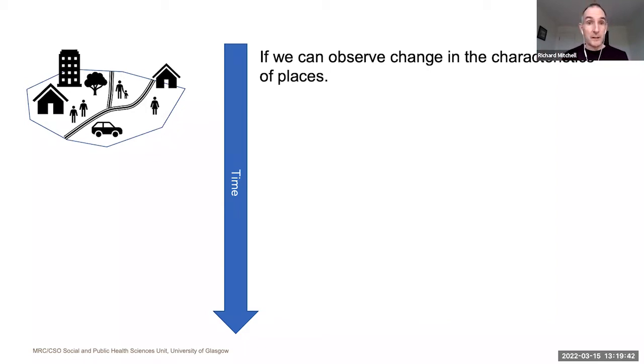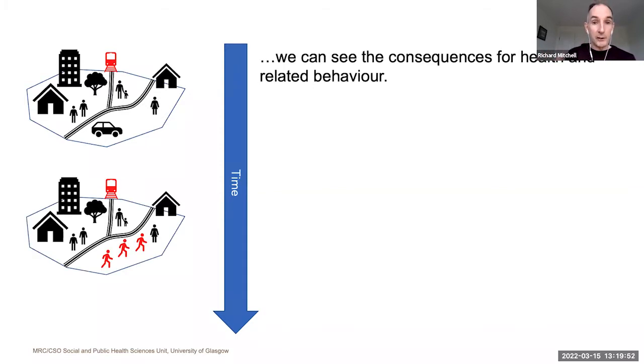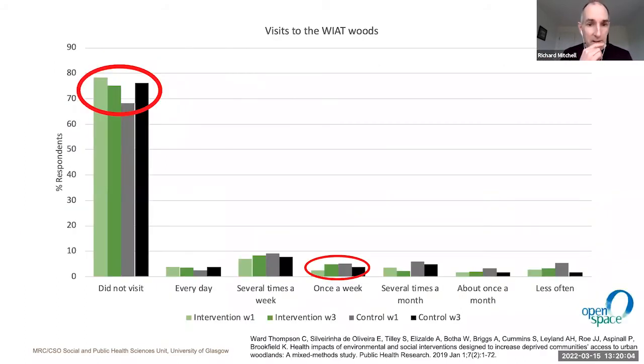And it's just the same for places. So if we can observe change in the characteristics of places, here's a wee neighborhood, maybe we put in some kind of public transport and we follow that place over time, maybe we can see the consequences of that for health and related behavior. Maybe more people start active traveling, for example. Now, over the course of my career, I've been involved in a few studies which come close to a controlled, not a trial so much, but a natural experiment.